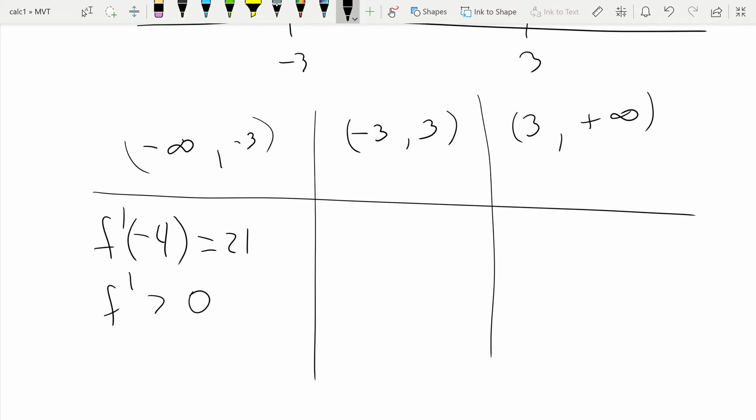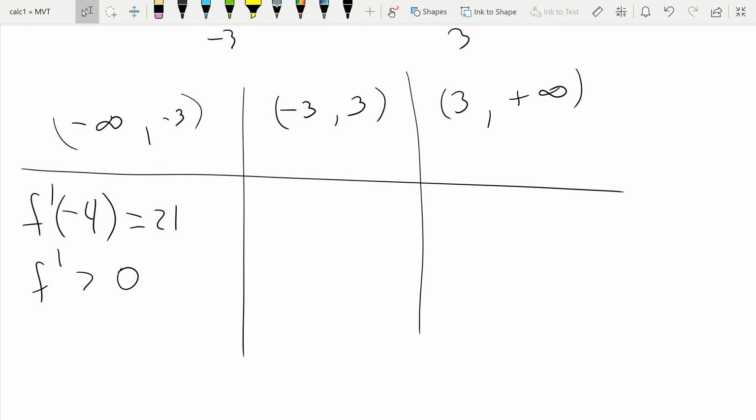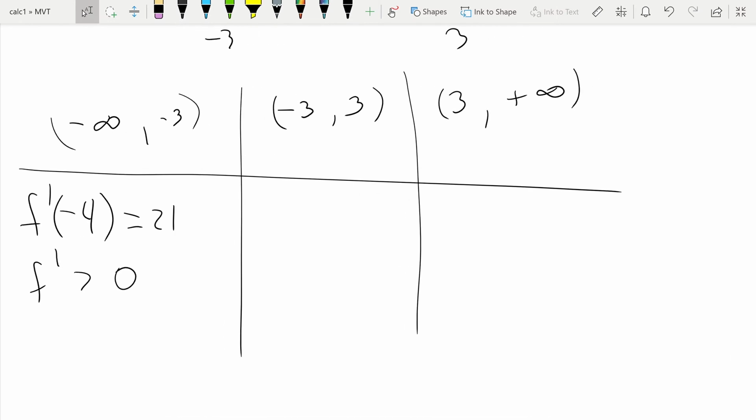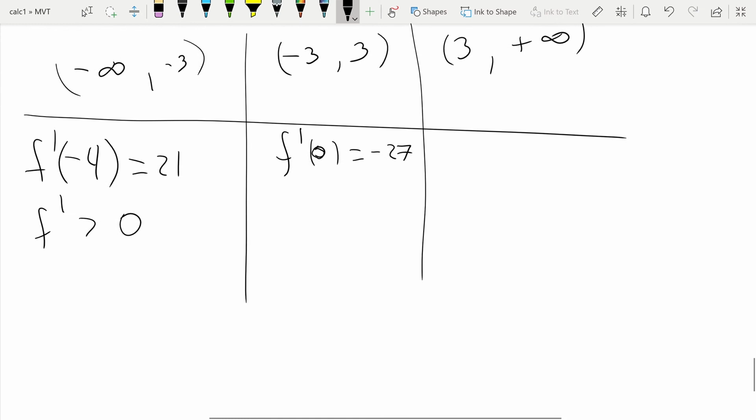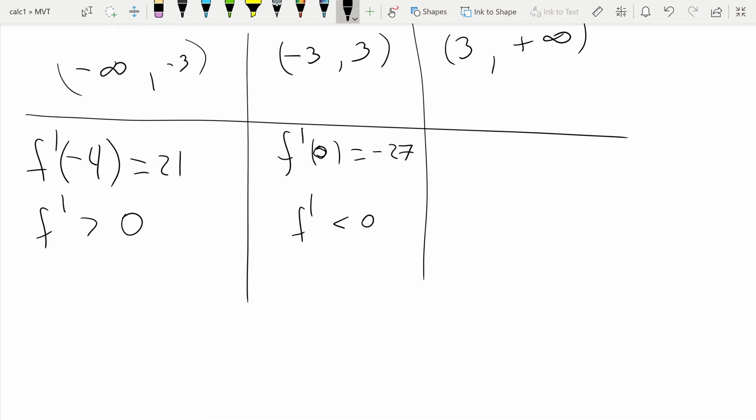Remember, it cannot change sign. So whatever sign it has at any point inside this interval is going to be the same for all the other ones. Now the next interval is -3 to 3, and we need to pick a point. The easiest point to pick here is 0. f prime at 0 gives us 0 minus 27, and that's negative, so f prime is negative inside this interval.